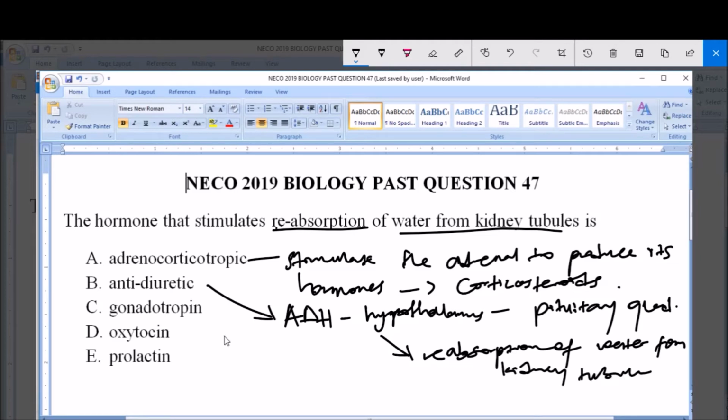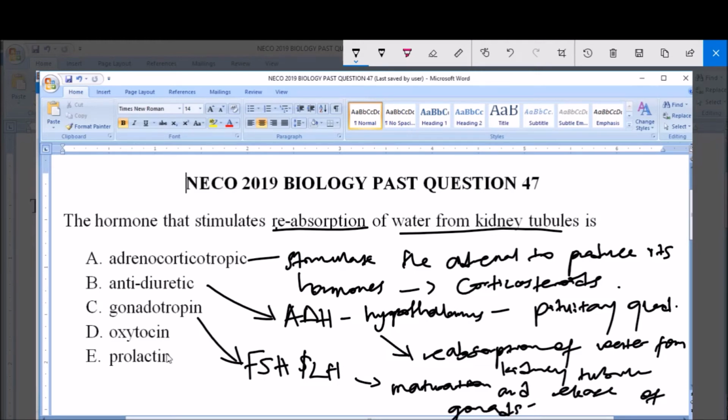Now option C is gonadotropin hormone. This gonadotropin hormone includes the FSH, that's the follicle stimulating hormone, and the LH, the luteinizing hormone. These two hormones are concerned with the maturation and release of gonads.